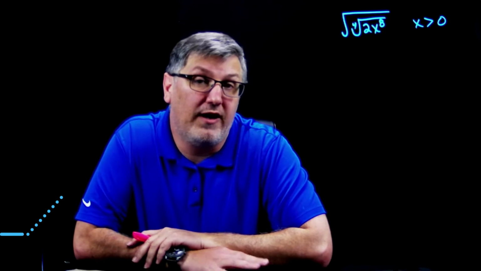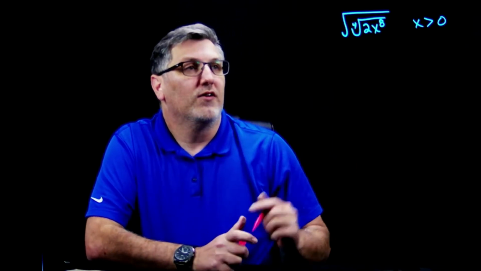All right, let's work another example on how to actually simplify down using exponents. So here I have the square root of the fourth root of 2x to the eighth, and I'm going to tell you x has to be greater than 0. I'll explain why I put that on there as we get further down into this problem. Okay, so let's just rewrite this.